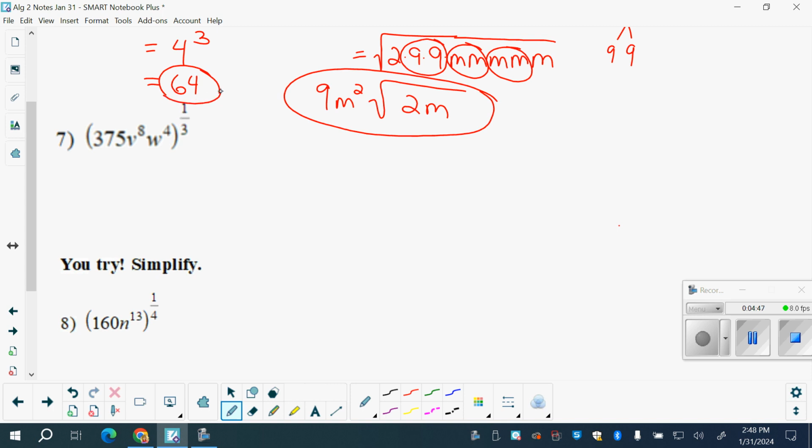So we're first going to do what to this? We want to write it in a different form. What's that different form? Radical form, that's right. We're used to that radical form. We're not used to that exponential form. So this is a 3 here. 375, v to the 8th, w to the 4th. So we're going to simplify the 375.